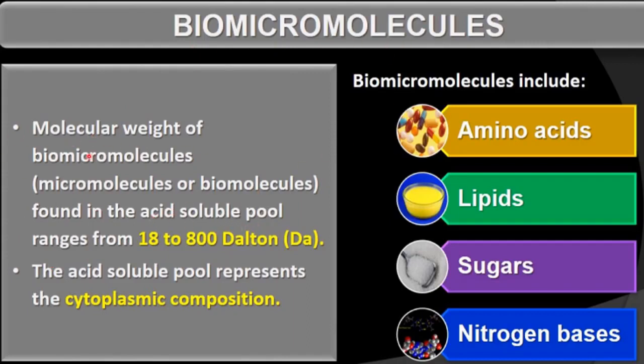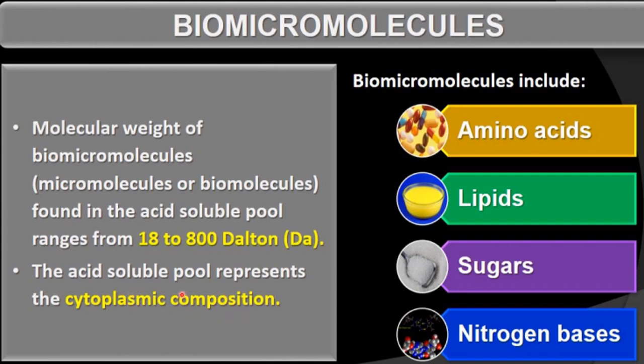So molecular weight of biomicromolecules, or we can say micromolecules. Okay, these biomicromolecules can be called micromolecules or simply biomolecules, and these are found in acid soluble pool, and their molecular weight ranges from 18 to 800 Dalton. Okay, means less than 1000 Dalton. The acid soluble pool represents the cytoplasmic composition. So their composition means what substances, what molecules are present in it, which are present in the cytoplasm of a cell.